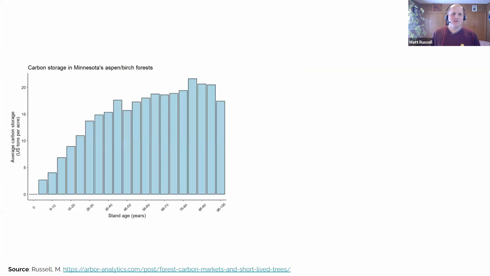This is an example of some data I put together looking at carbon storage in aspen birch forests across Minnesota. I can't remember how many specific forest inventory and analysis plots there are in the state in aspen birch, but it's probably around 1,000 or 1,500. This looks at stand age and carbon storage in US tons per acre. You can see that you very quickly increase the storage capacity in aspen and birch stands, but eventually you reach an asymptote. Aspen is a short-lived species, so we don't have a ton of data points that are over 80 years old in some of our aspen forests.